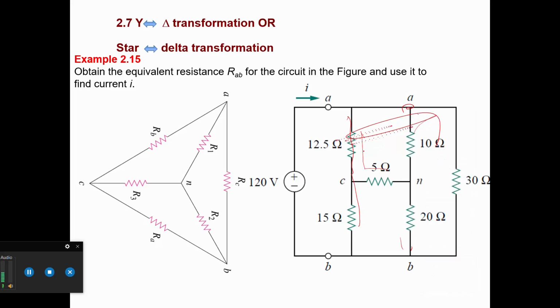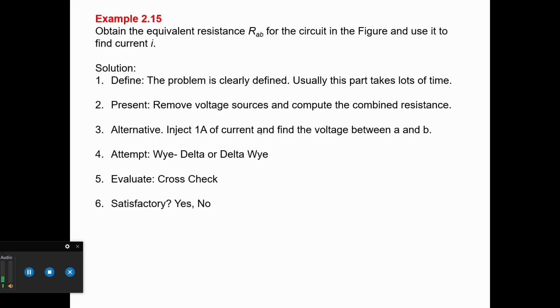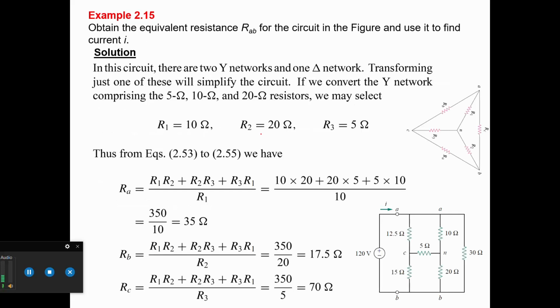So to solve it, we will first convert it into a delta network. The steps are: define the problem clearly, remove the voltage source and compute the combined resistance, alternatively inject a 1 ampere current and find the voltage between A and B, attempt Y-delta or delta-Y conversion as per your choice, and cross-check and verify the result.